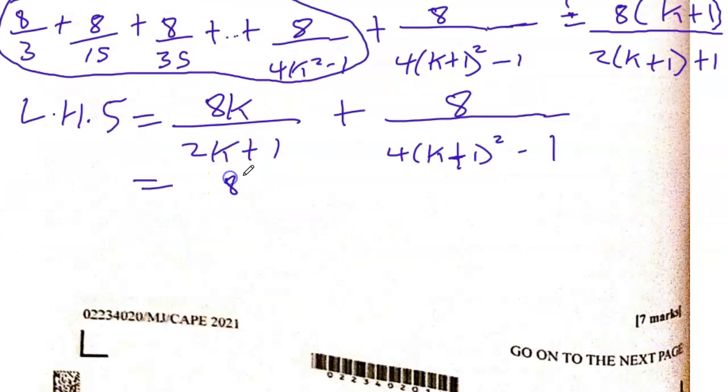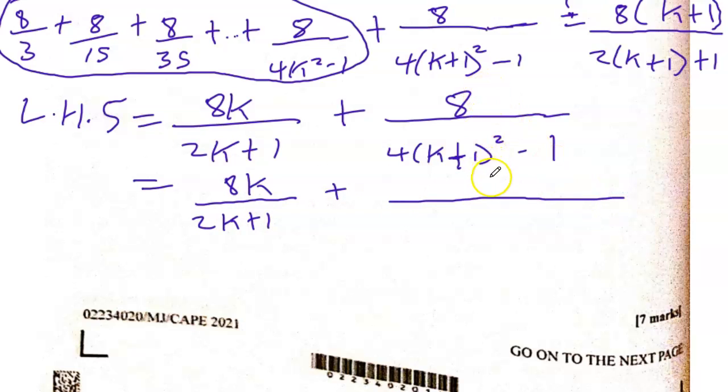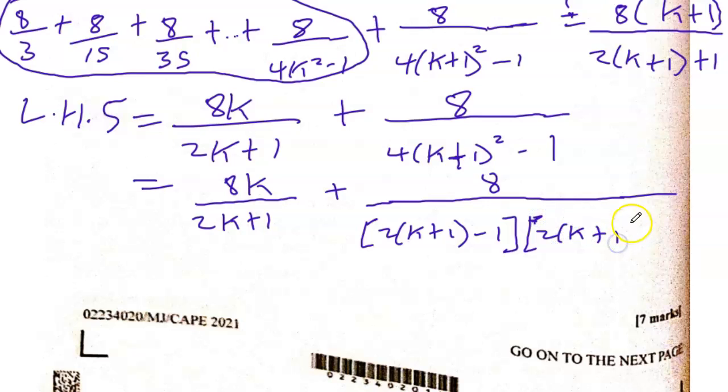Alright, so now we have 8k over 2k plus 1 plus, now you'll notice the denominator is actually a difference of two squares. The square root of 4 is 2, so this is 2 squared, and this is (k plus 1) squared. So we can just use a square bracket to separate it. So we have 2 into (k plus 1) minus 1, and then here we'd have the conjugate, which is 2 into (k plus 1) plus 1.